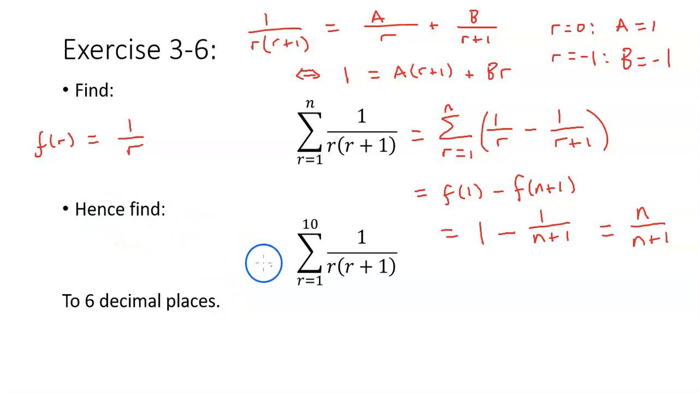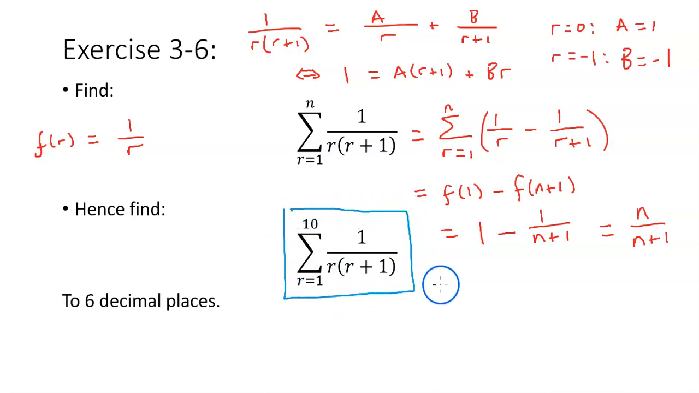Okay, and then it says, hence find the sum from r equals 1 to 10 of 1 divided by r times (r plus 1). And so clearly that's equal to 10 divided by 10 plus 1, so 10 over 11. And then I wrote here to 6 decimal places. I think I was trying to be funny when I made that ages ago. Well, let's just do it. It turns out it's equal to 0.909091. 1, 2, 3, 4, 5, 6 decimal places.